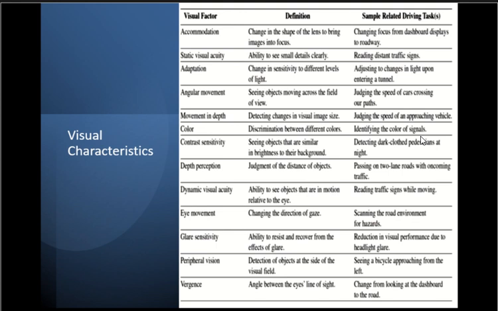And then we have vergence, which is the angle between the eyes' lines of sight. So when you are looking from one object to the other object, you make an angle, right? Your eyes are shifting with an angle. That angle is known as vergence.